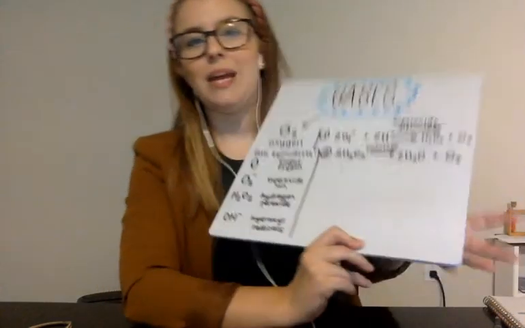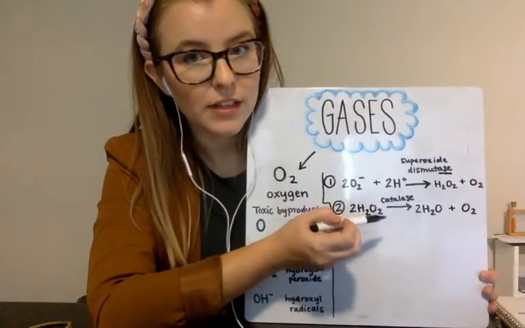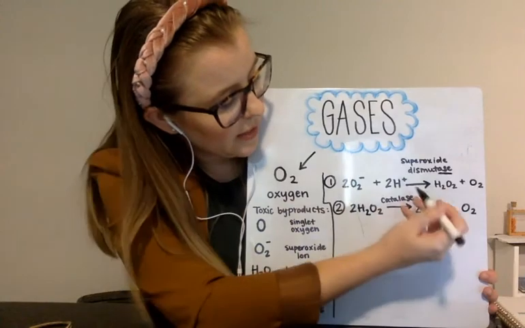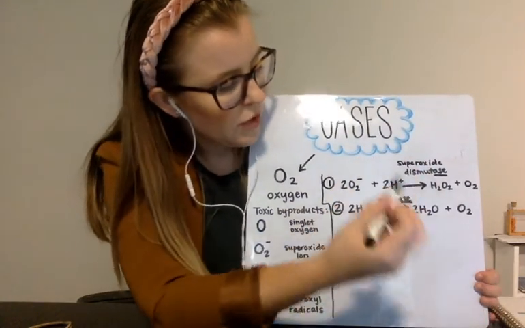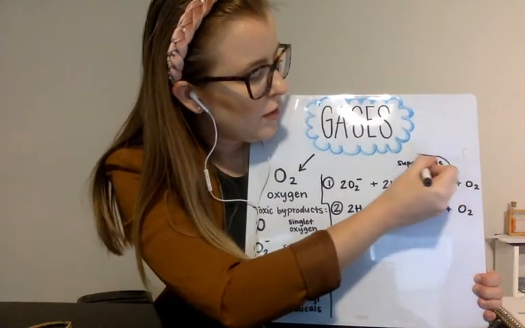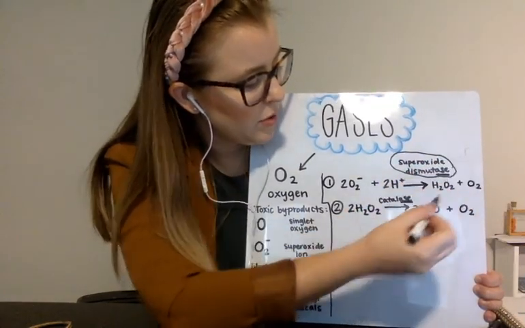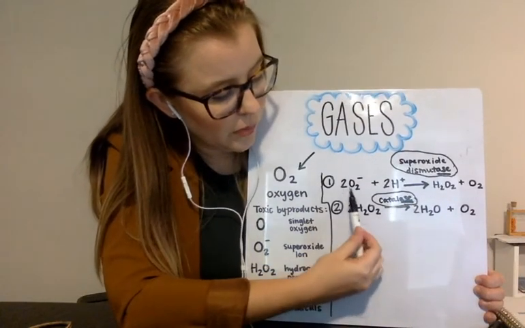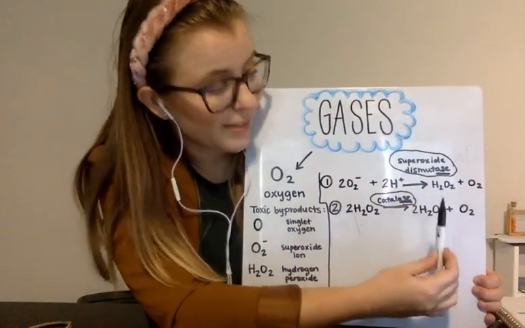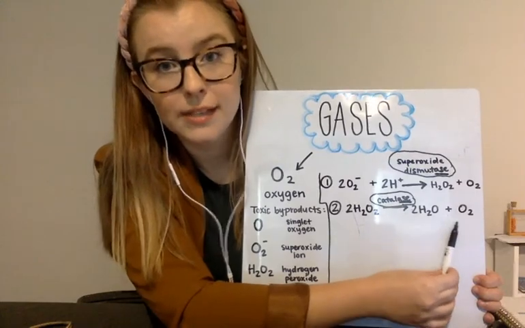So once again, we have to have that enzyme present for this to take place. So catalase, again, we see ASE at the end, which tells us that it's an enzyme. So this means we have to have this superoxide dismutase and catalase in order to convert our superoxide ion into products that are not harmful to the cell.